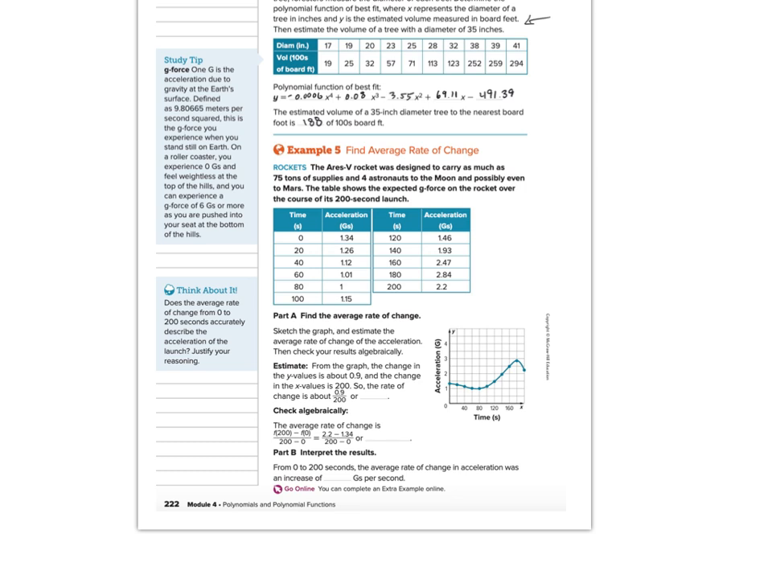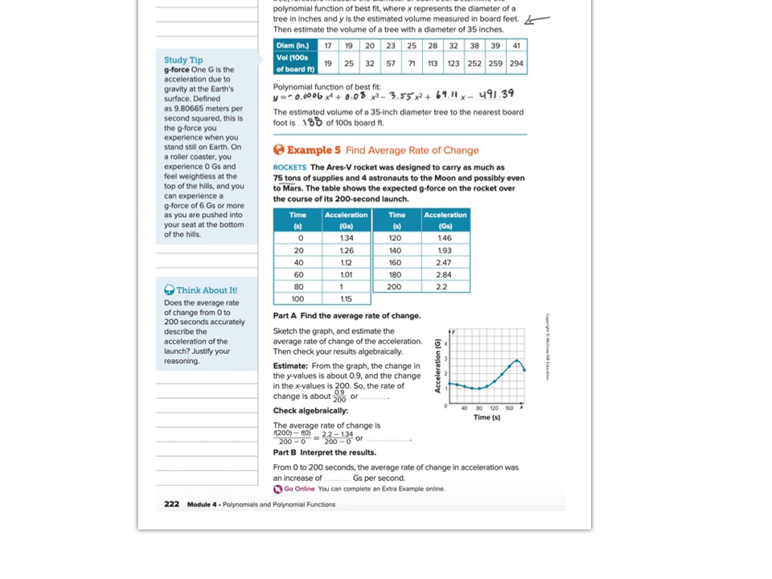Now, finding the average rate of change, again, I said we were going to do this a lot in this class, but they're asking for the average rate of change. It says the Ares V rocket was designed to carry as much as 75 tons of supplies and 4 astronauts to the moon and possibly even Mars. The table shows the expected G-force of the rocket over the course of a 200-second launch. Sketch the graph and estimate the average rate of change of the acceleration, then check your results algebraically.